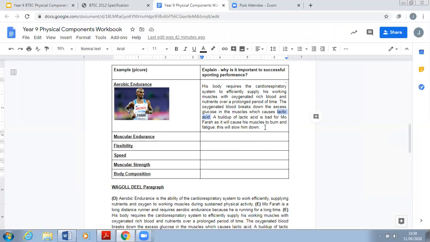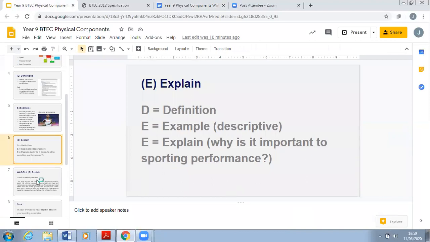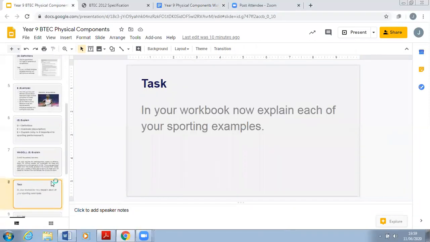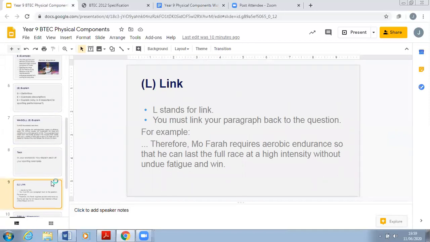Obviously you can take your explanations in different directions. You might talk about carbon dioxide and exhaling that out, etc. But there's a really good example of an explanation. Once we've done our explanation, gents, and again, you're going to do it for all your different sports, we're then going on to our last piece of a DEAL response, which is link. The L stands for link. You must link your paragraph back to the question. That's really, really important. It ties everything up and provides a small conclusion.